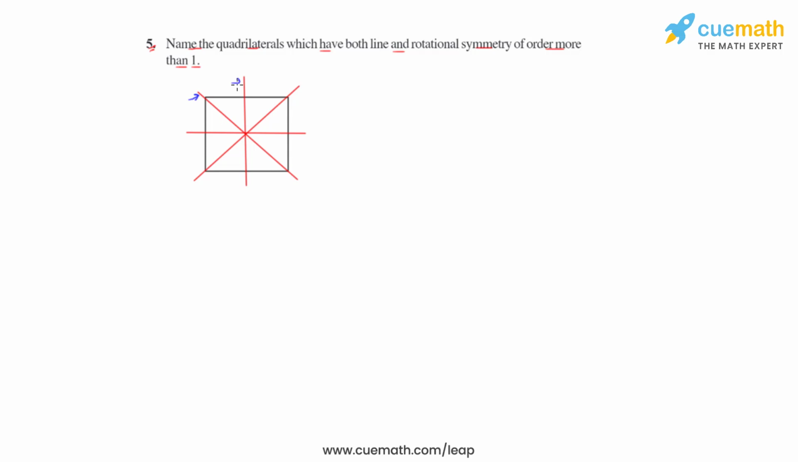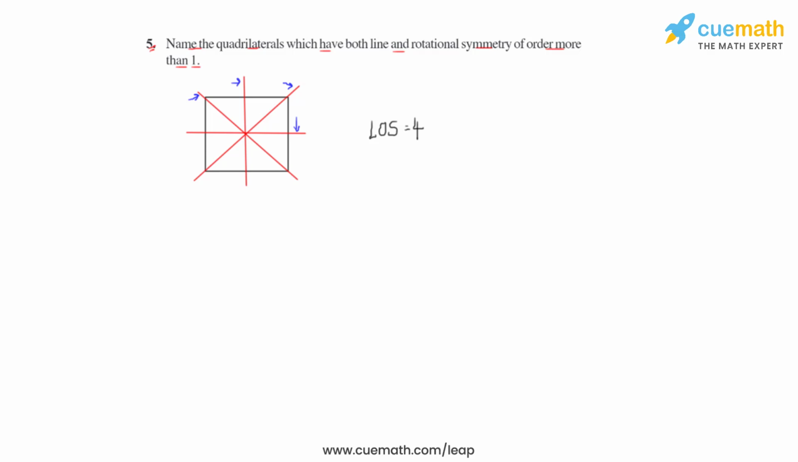So these are 4 lines of symmetry. All of these lines will divide the square in equal halves, and when the square is folded along any of these lines, the equal halves will coincide. So for the square, we can say that the number of lines of symmetry is 4.